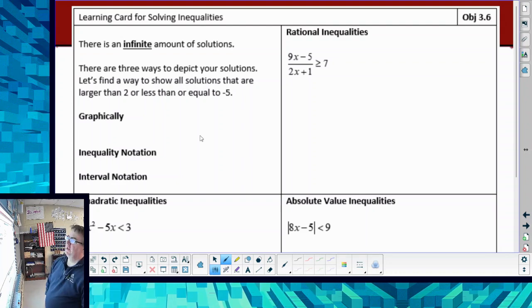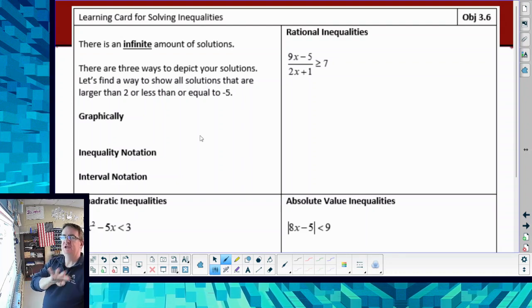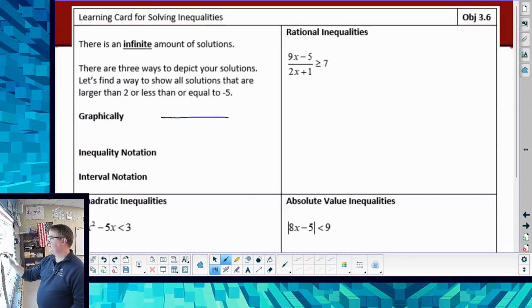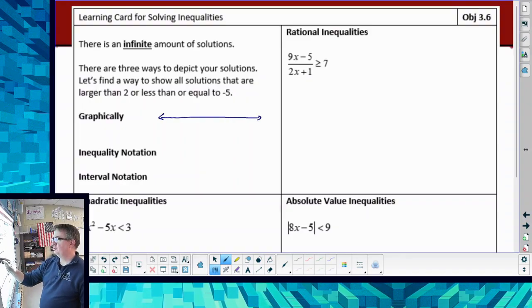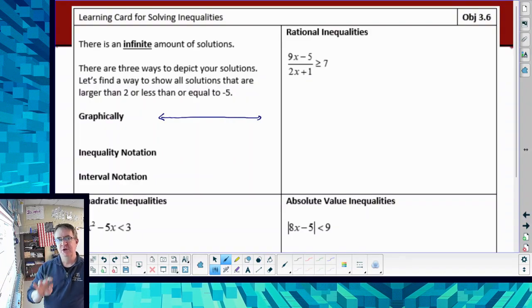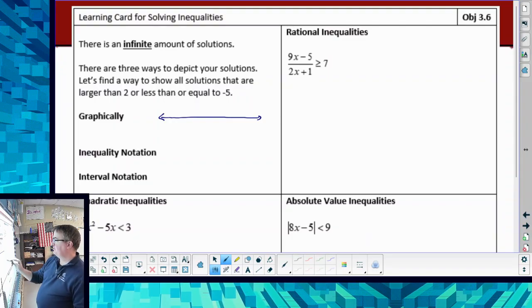So I'm going to show you the three traditional ways that you show your answers here. Graphically is here, and we're going to do this. We want a number that's larger than 2 and less than -5. Graph how your teacher tells you to do.